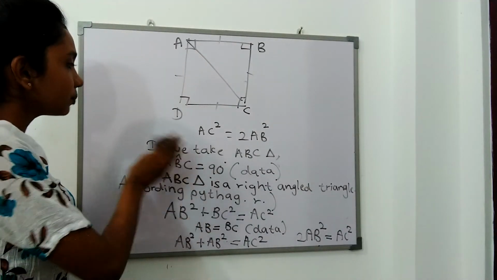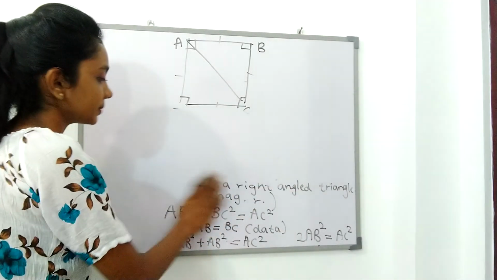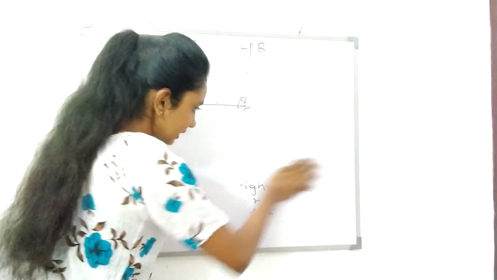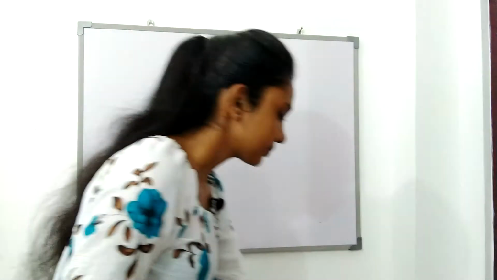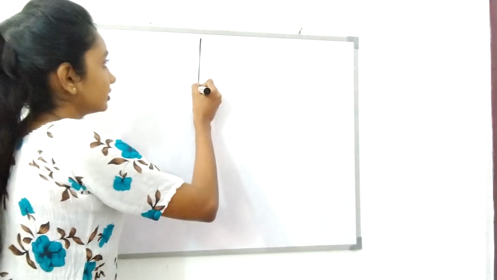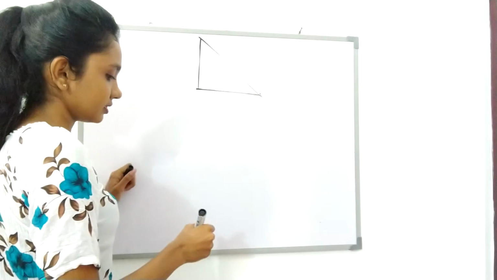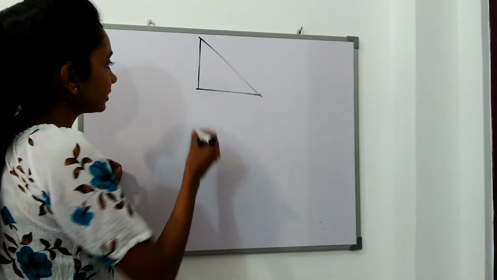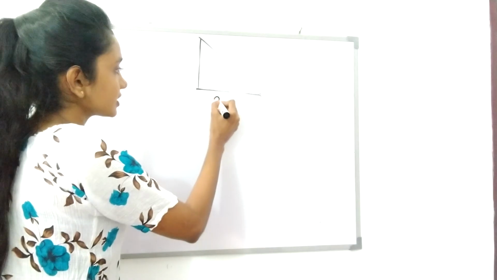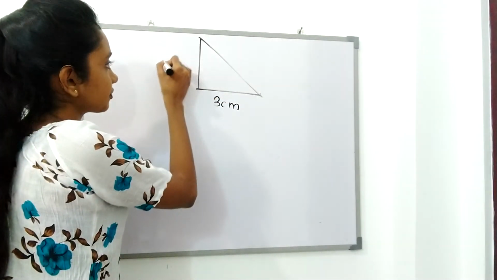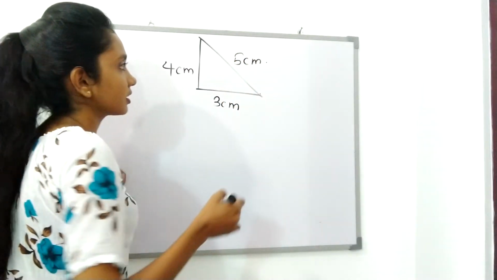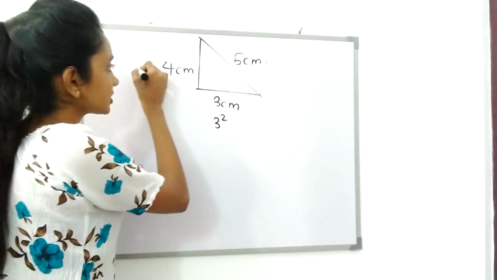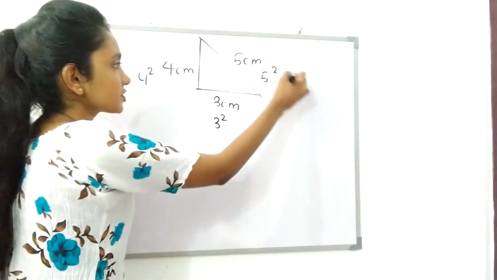Now let's learn about Pythagorean triples. What are triples? Triples mean three. Pythagorean triple means, children, if we take a right angle triangle, and if this side is 3 centimeters and this is 4 centimeters, this should definitely be 5 centimeters, because 3 squared plus 4 squared equals 5 squared.